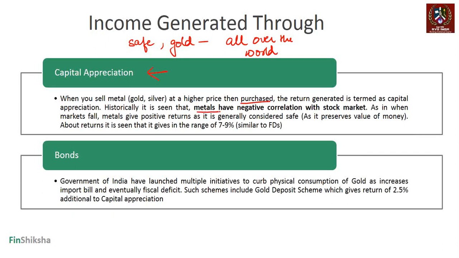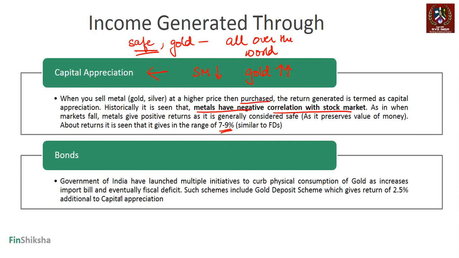Historically, it has been seen that metals have a negative correlation with stock markets. Why is it considered a safe instrument? Because when stock markets fall, usually gold goes up. People try to buy gold as a safe instrument, so gold prices go up when the stock market is falling, right? Returns are typically in the range of 7 to 9% over long periods, but in some shorter periods you could make more money, right?